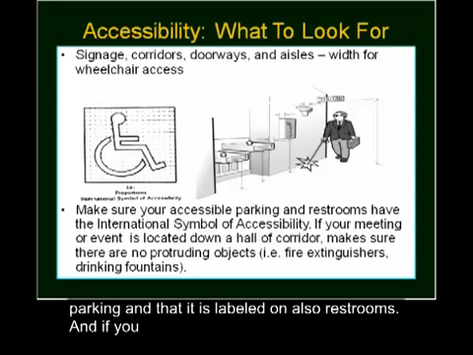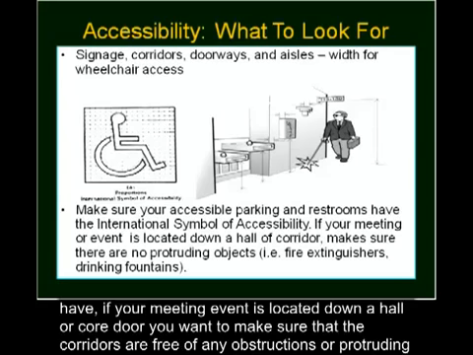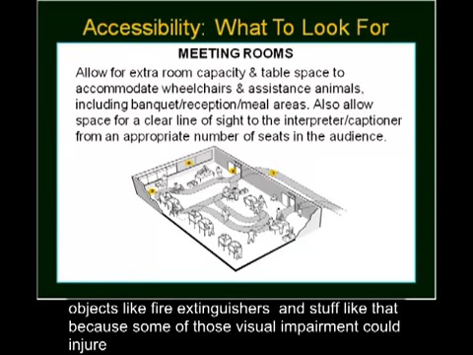And if your meeting event is located down a hall corridor, we want to make sure that those corridors are free of any obstructions or protruding objects like fire extinguishers and stuff like that, because someone with a visual impairment could injure themselves.